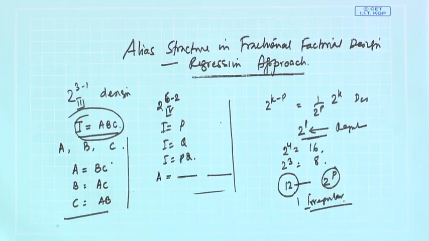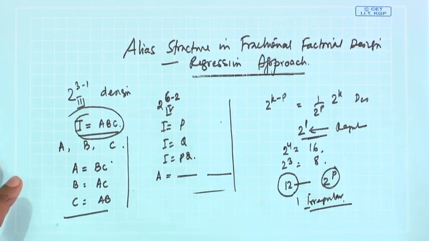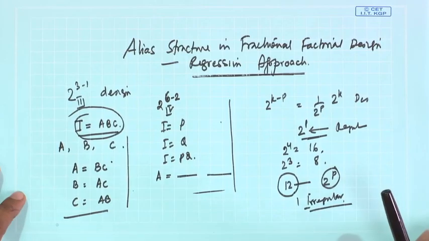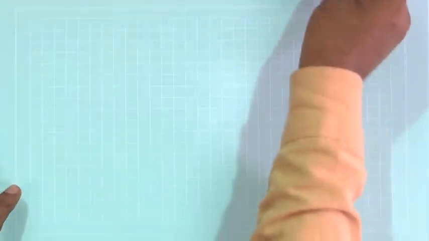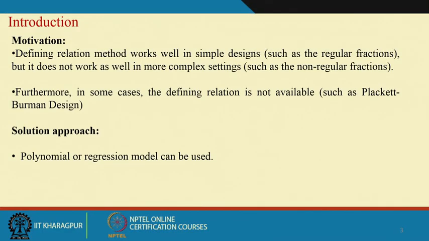Under an irregular design, the defining relationship will not work, and in some cases the defining relationship is not available, like the Plackett-Burman design. Under such situations, how do you find out the alias structure, or how do you estimate the parameters when you go for a fractional factorial design? That is the discussion point now.